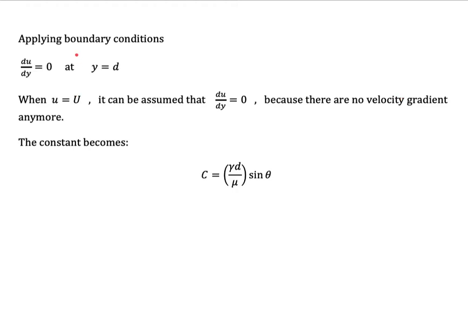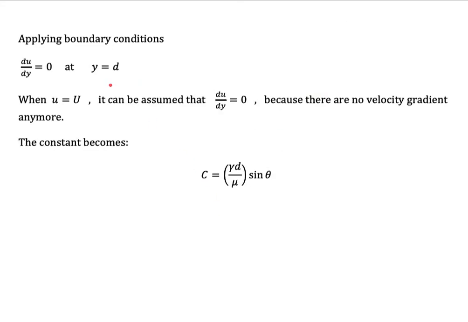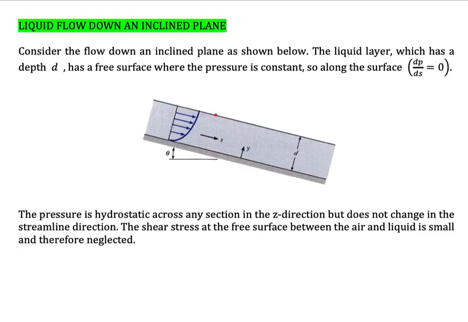And then we apply the boundary condition at this one. So we know that du/dy is equal to 0 at y equal to d. So we substitute the d here. So when u is equal to capital U, it can be assumed that du/dy is equal to 0 because there is no velocity gradient anymore. So it means that at this time we assume that the small u can be changed into the capital U, because we assume that this is maybe the maximum velocity.